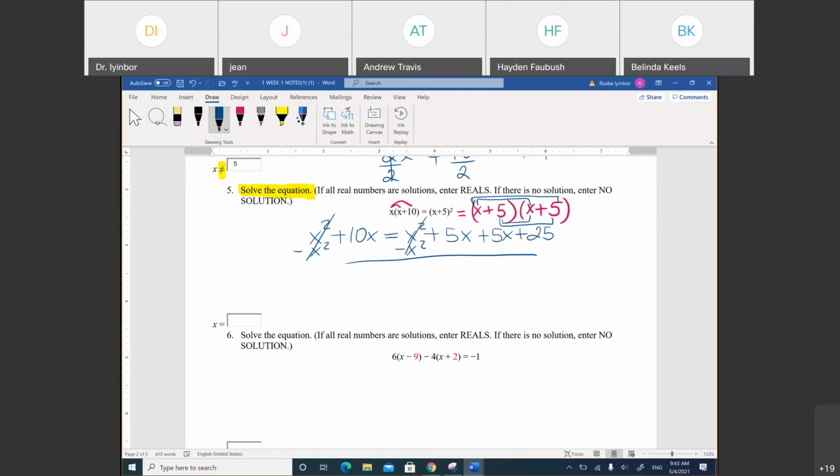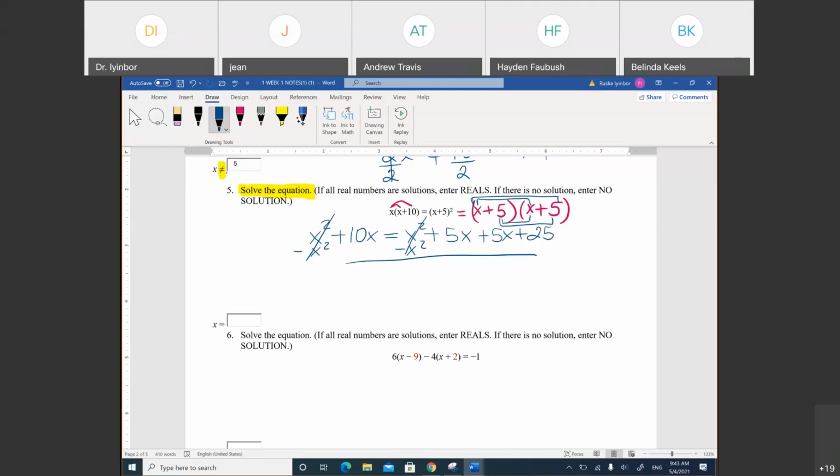This equation looks quadratic because you have a square, but it's actually a linear equation. Linear means you have only x and numbers, and quadratic has x squared. After you start moving things from side to side, the square is gone. It's not quadratic, it's a linear equation. And then let's see what is left.